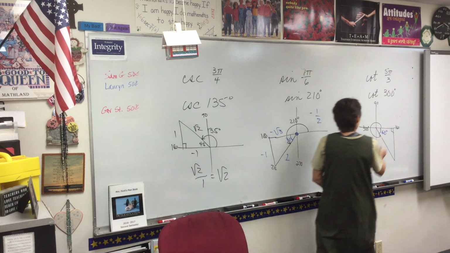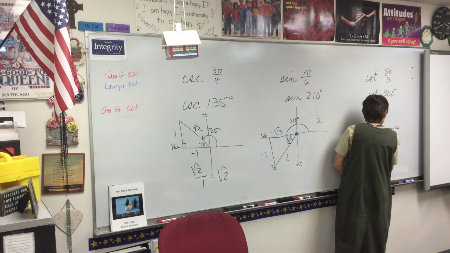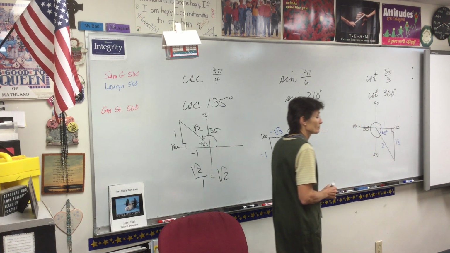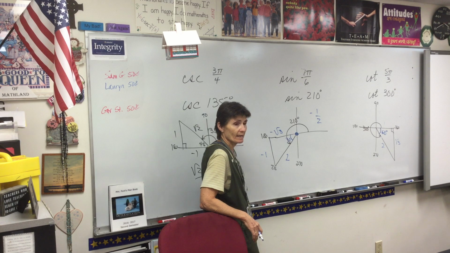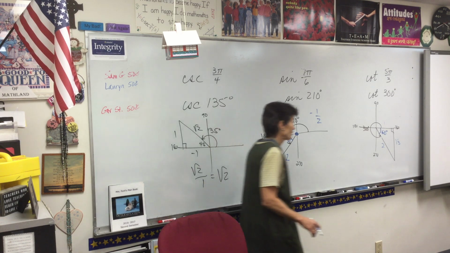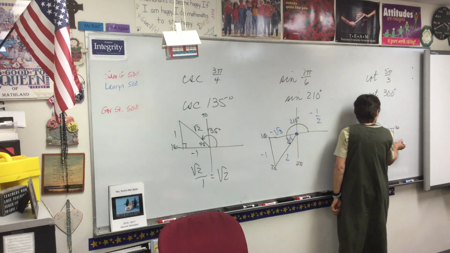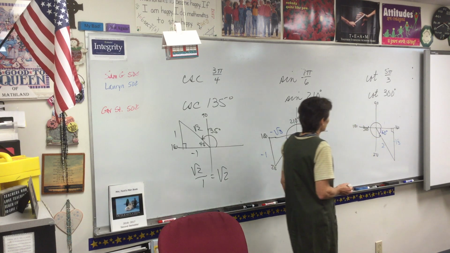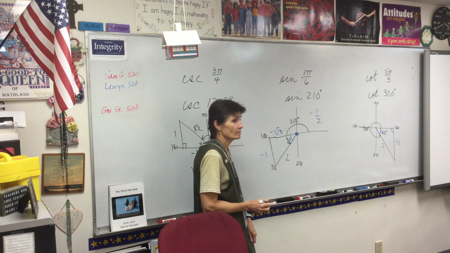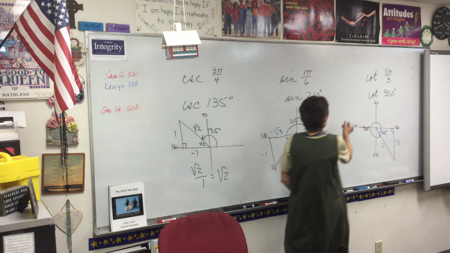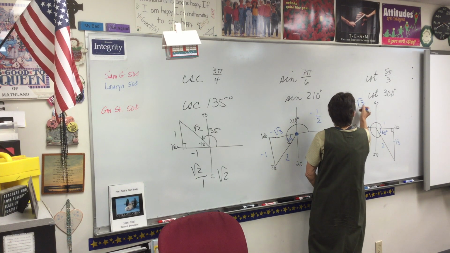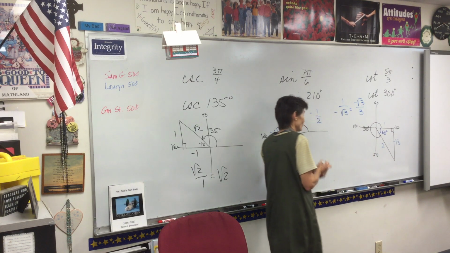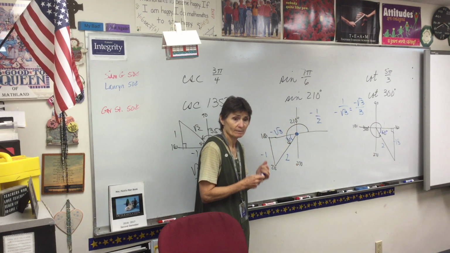Okay, so my sides are 1, root 3, and 2. I'm not in quadrant 1, so something is negative. What's negative? The root 3. I want the cotangent, adjacent over opposite. So I'll rationalize it and get negative root 3 over 3.